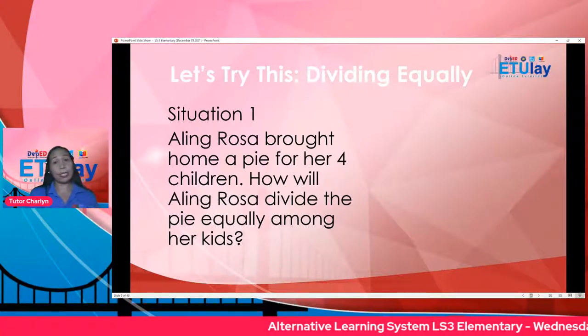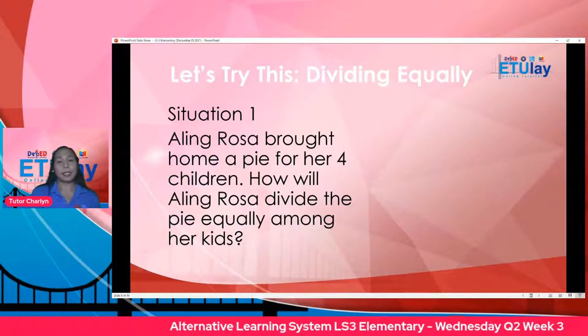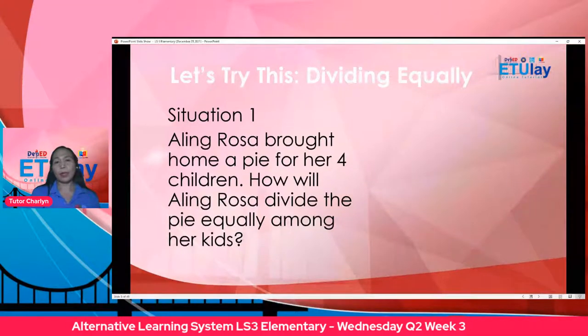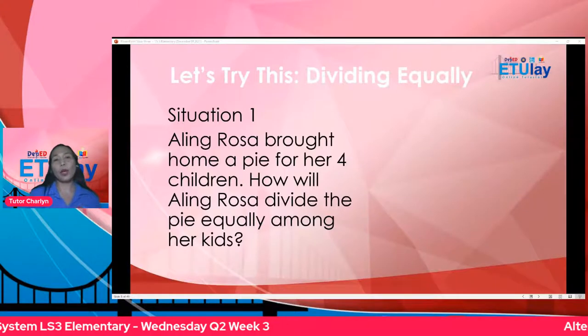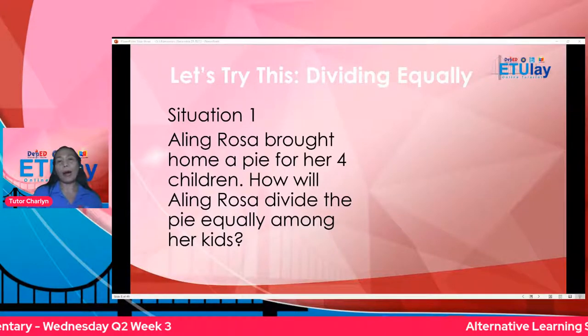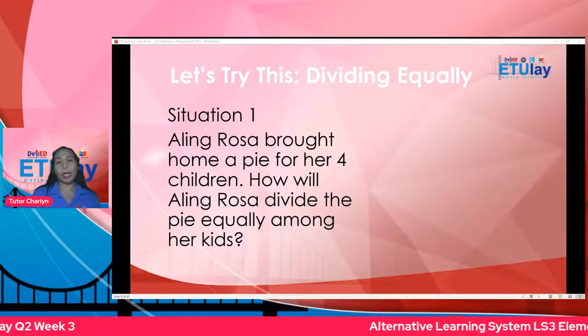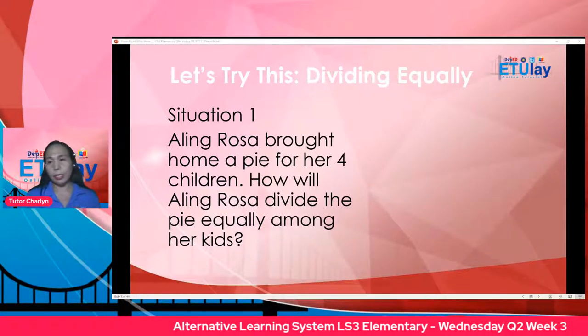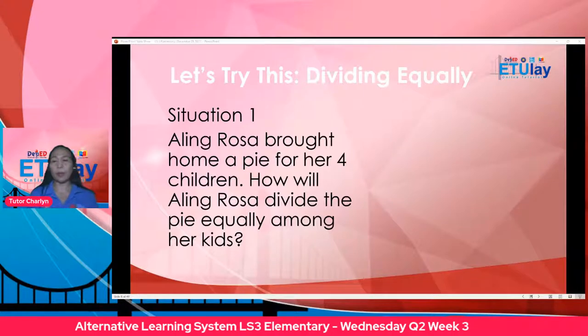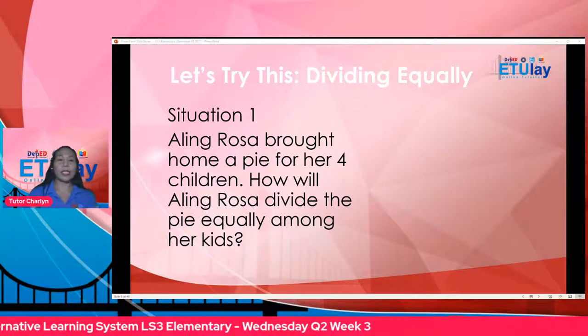Okay, situation number one. Okay, ano po ang napansin nyo sa situation number one? Aling Rosa brought home a pie for her 4 children. How will Aling Rosa divide the pie equally among her kids? Okay, halimbawa, may dala kayong pie pag-uwi. Paano nyo hahatiin sa apat yun?